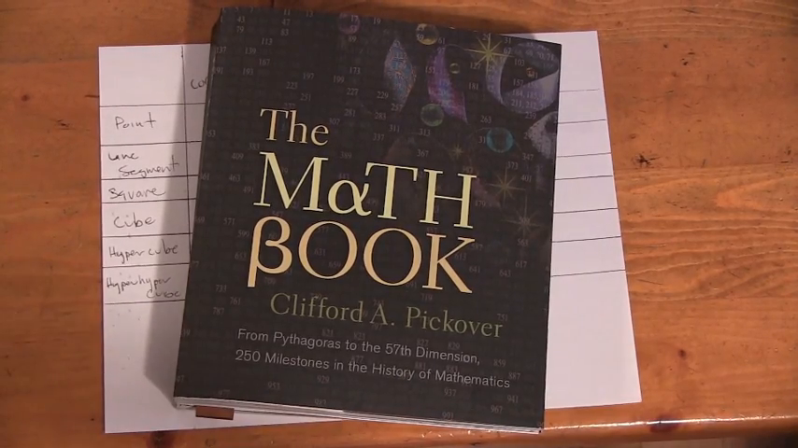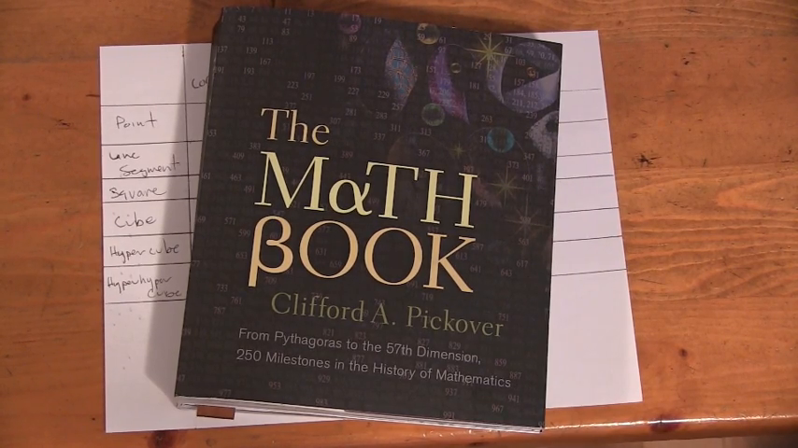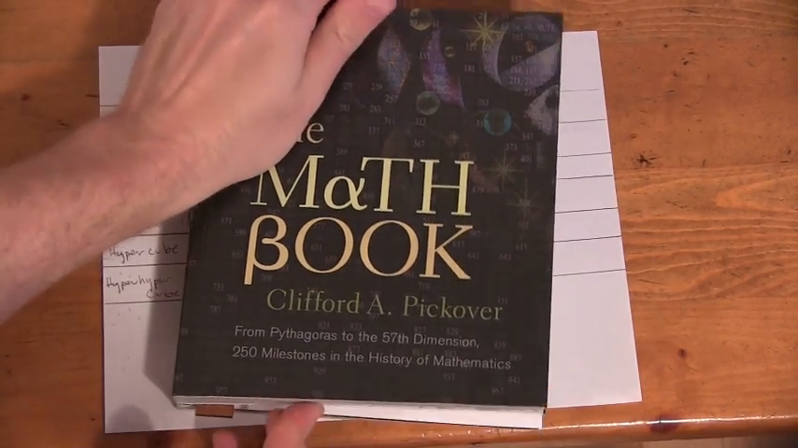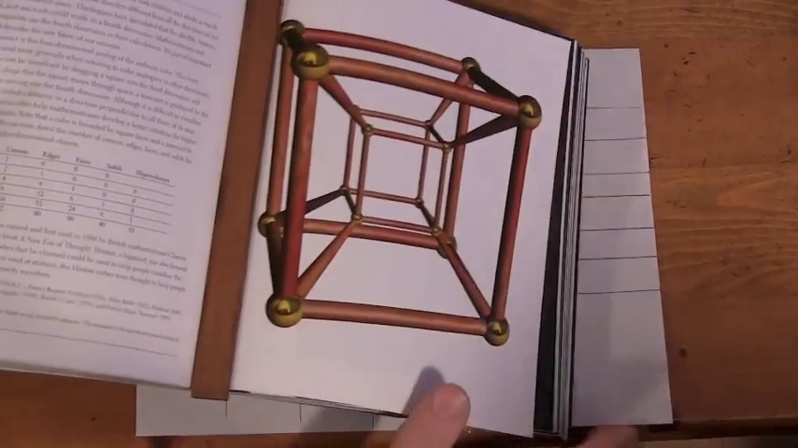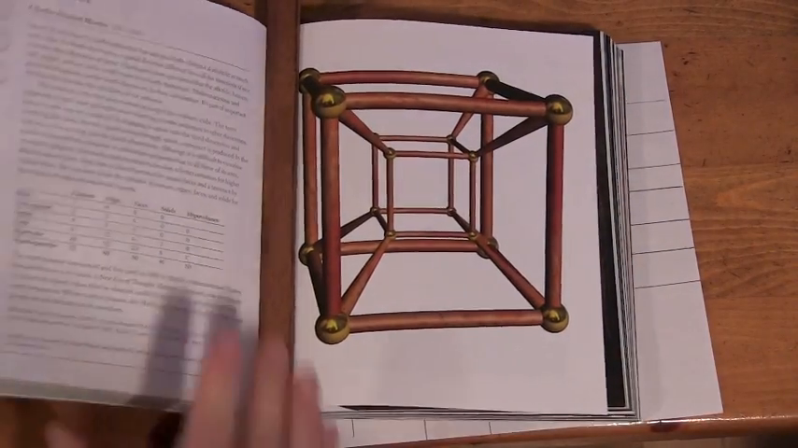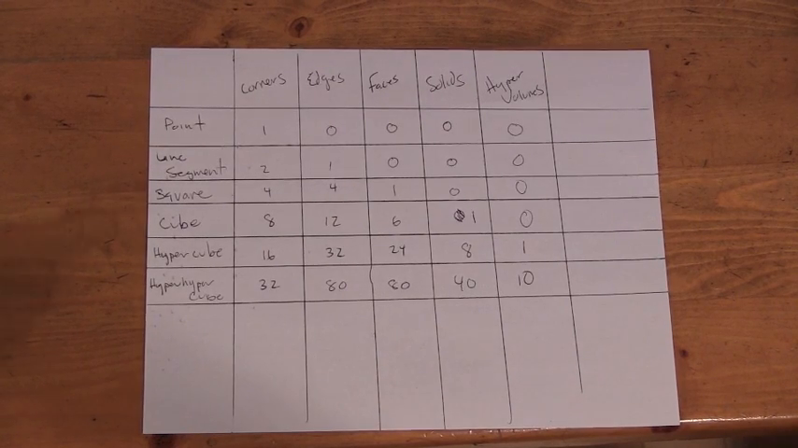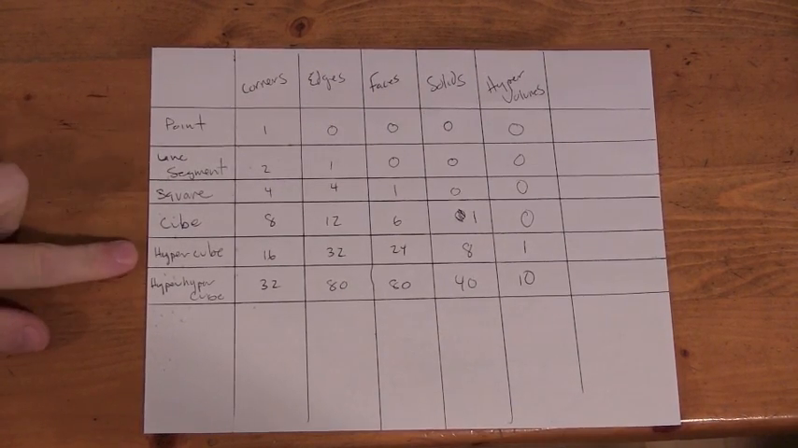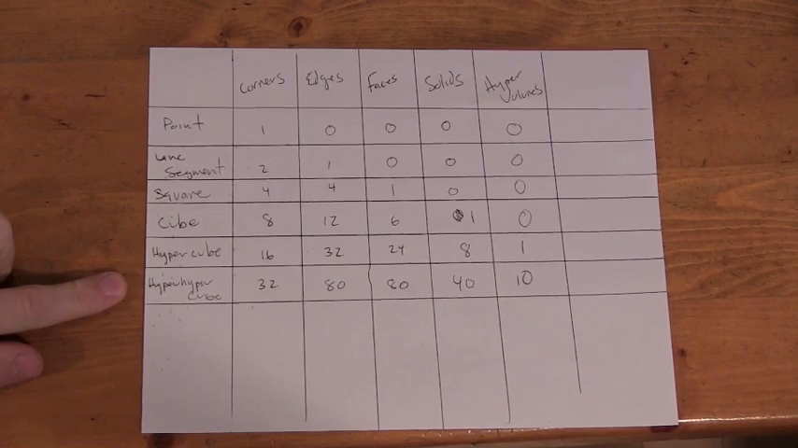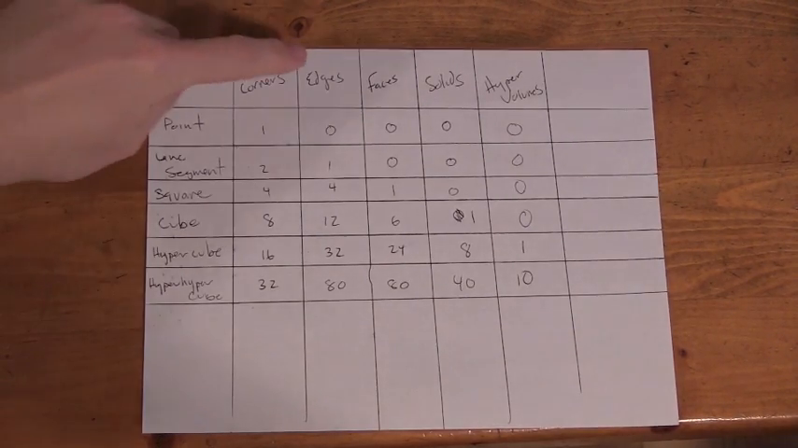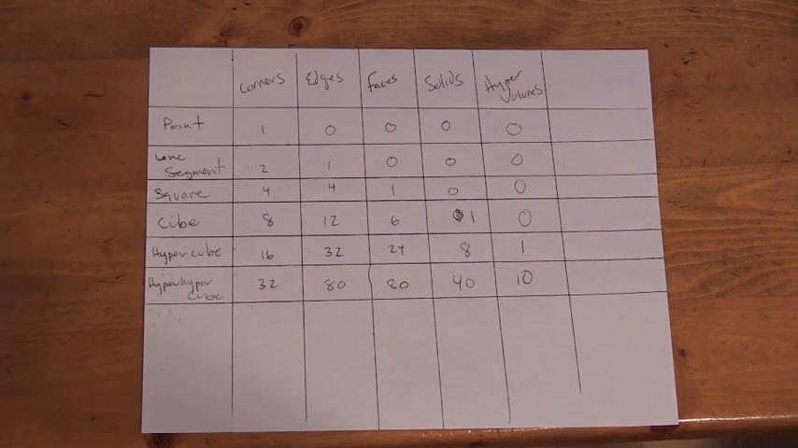So we like this book a lot, don't we? Yeah. We used to have you guys do daily assignments out of it where you would read a section and write up a little report on it. But in our movie yesterday about the Fibonacci spiral, you were asking me about tesseracts. And he's got a section in this book on tesseracts. It has this chart about a point, a line segment, a square, a cube, a hypercube, and another hypercube, that's probably the fifth dimension. It says how many corners, edges, faces, solids, and hypervolumes there are.